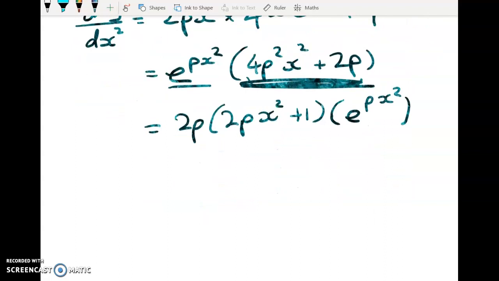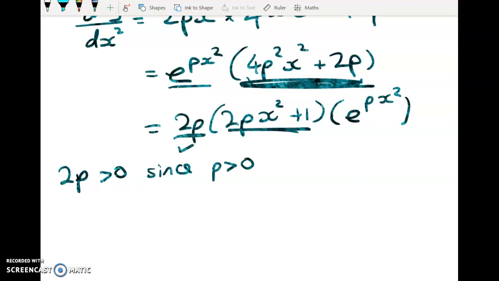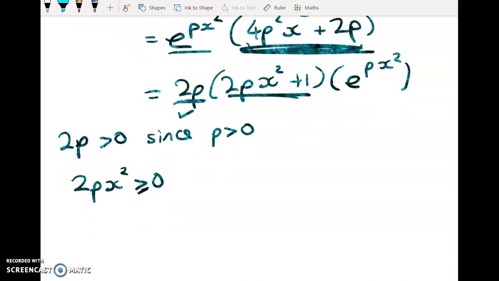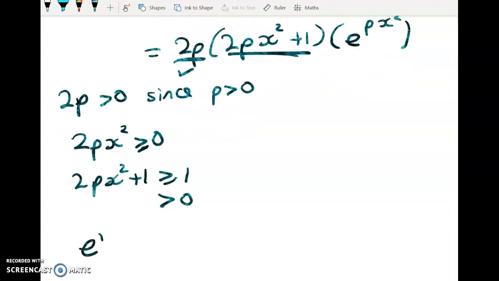So I'm going to do that in 3 steps. 2p is greater than 0, because we're told that p is greater than 0 and p is real. So that's that one done. The next factor, well, we know that 2p times x squared must be greater than or equal to 0. But when we add 1 to it, we have 2p x squared plus 1 is greater than or equal to 1, which is greater than 0. And lastly, e to the power of anything is strictly greater than 0.